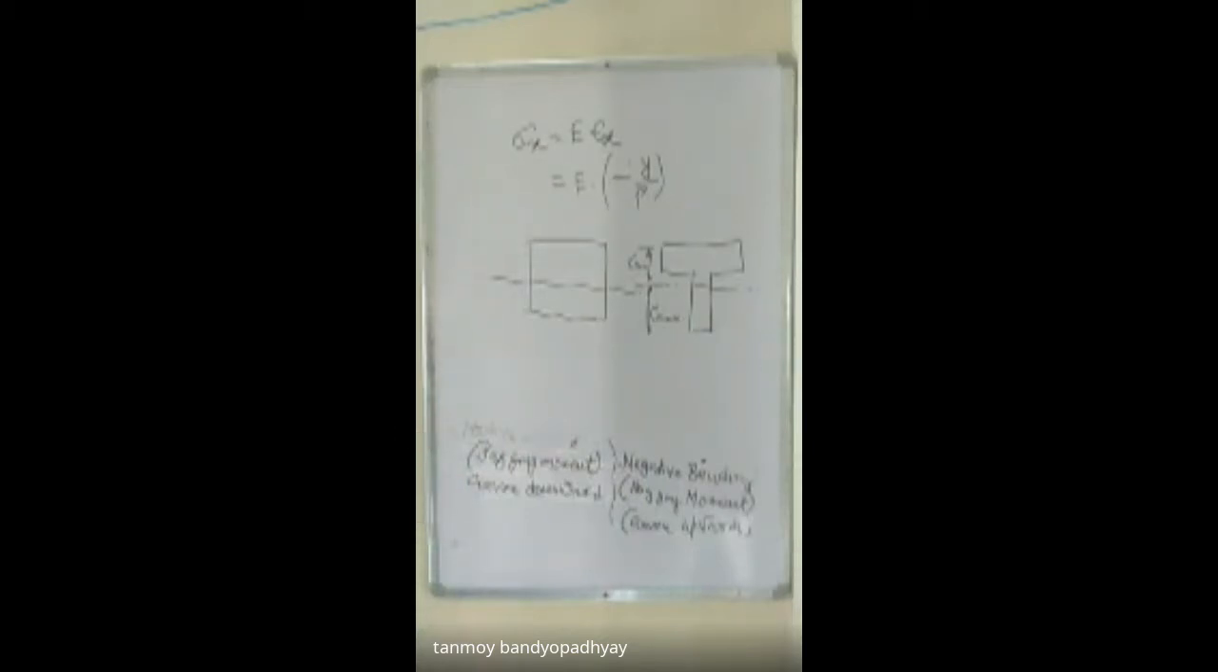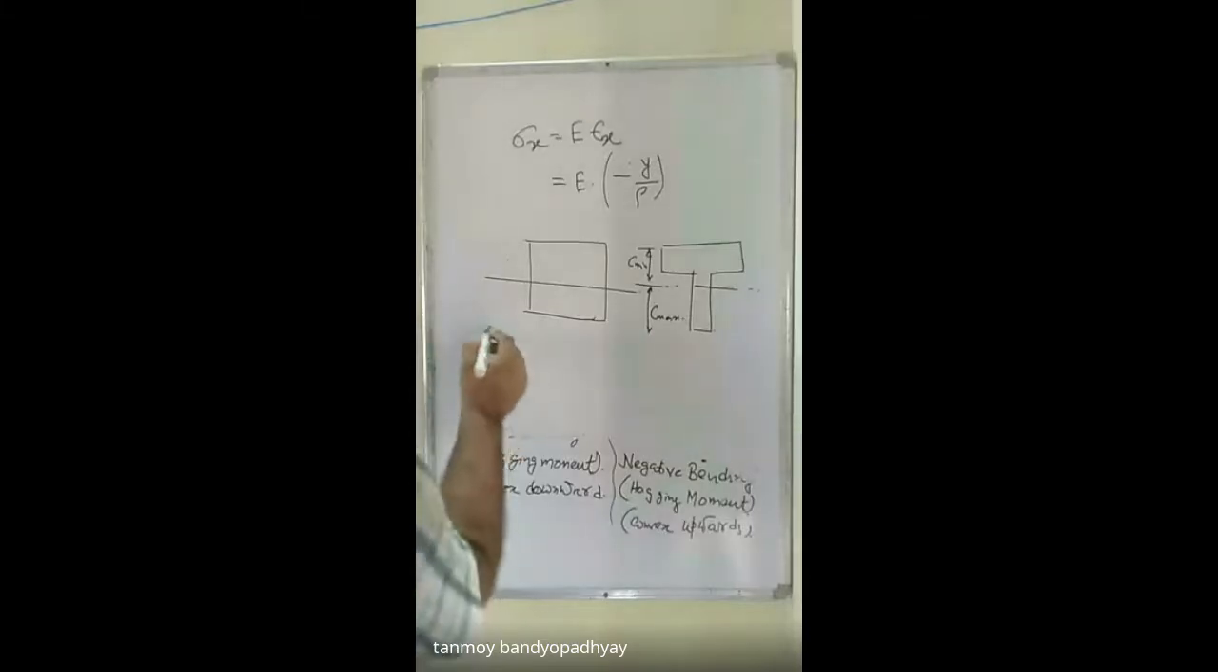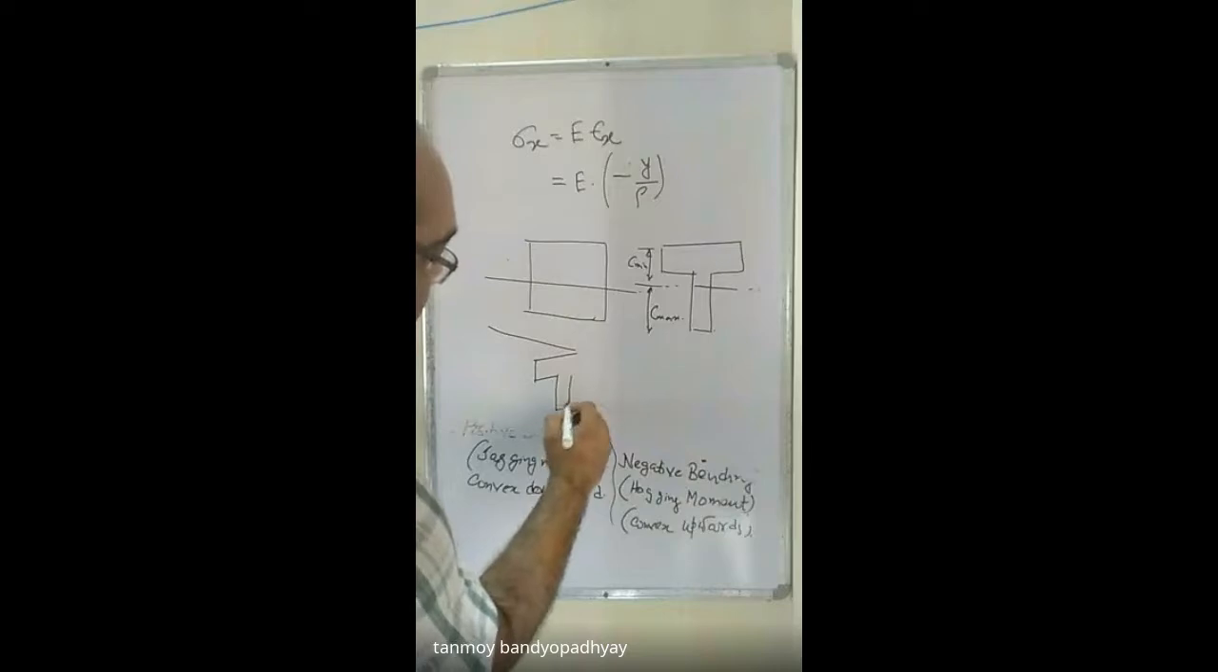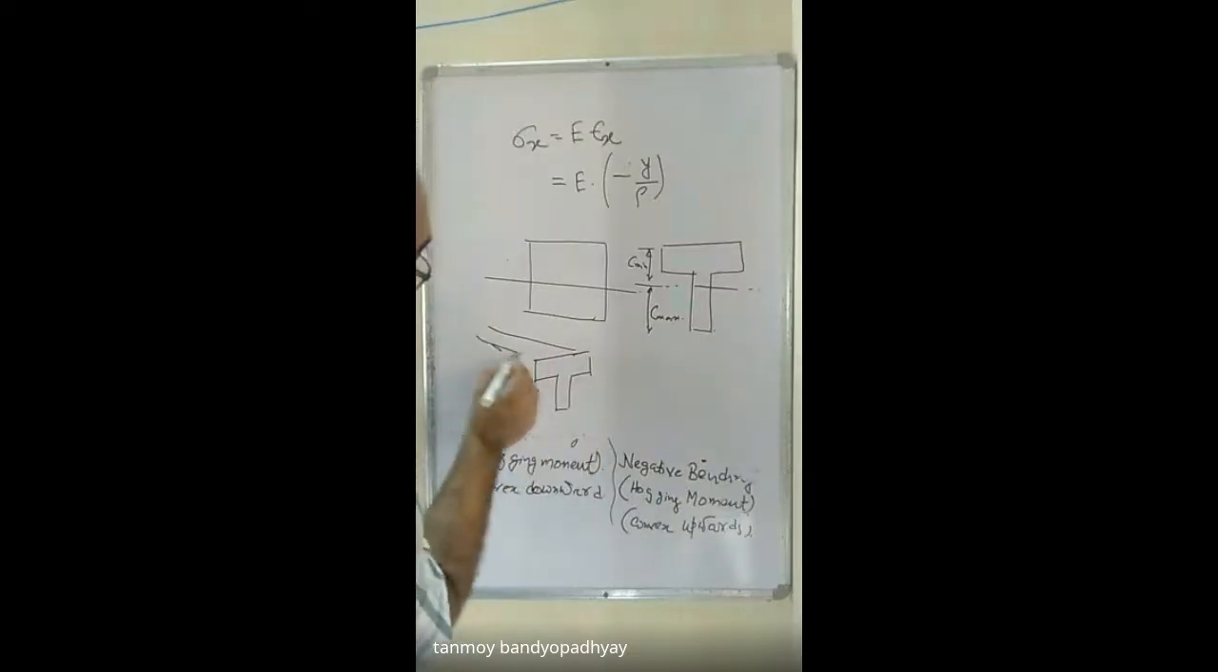So the neutral axis passes through the centroid of the cross section of the beam. মানে beamটা বুঝতে পারছো? The beam can be of any shape. মানে beam is something like this. ধরো এরকম ধরো, it can be of this shape also. It is also a beam. This is also a beam.